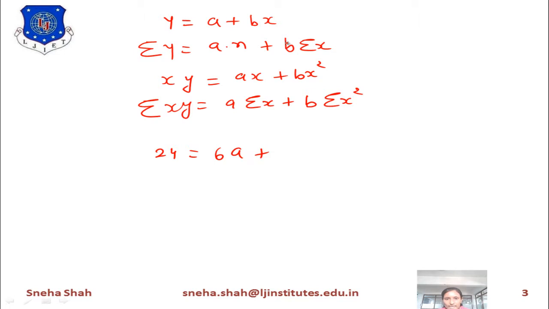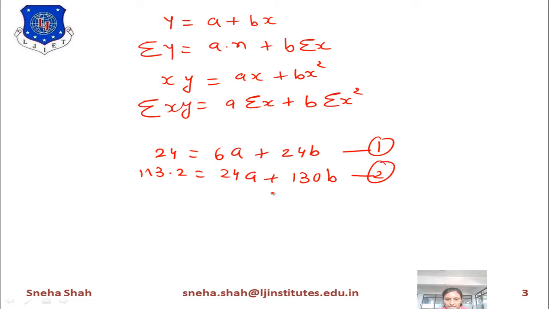So 6a plus b into summation x. Now what is summation x? The value of summation x equals 24. So this equation will become 24b. Now if I solve this equation with the other equation, summation xy, its answer is 113.2, equals to a summation x. The value of summation x equals 24. So 24a plus summation x square equals 130 into b.